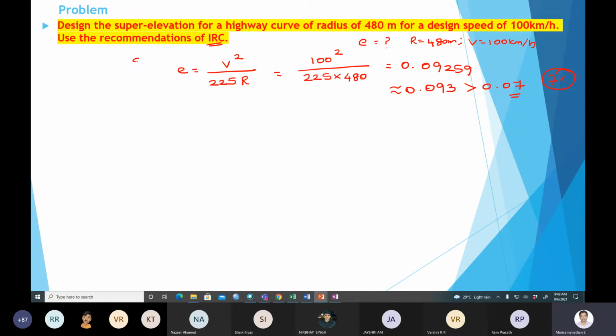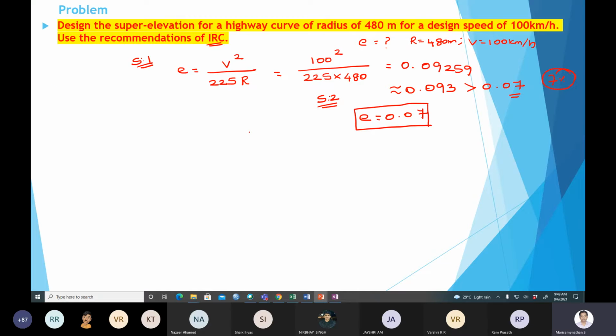So in step 1, we estimated the e value. In step 2, we are comparing it with the 7%. It exceeds 0.07, so we are finalizing the e value as 0.07.